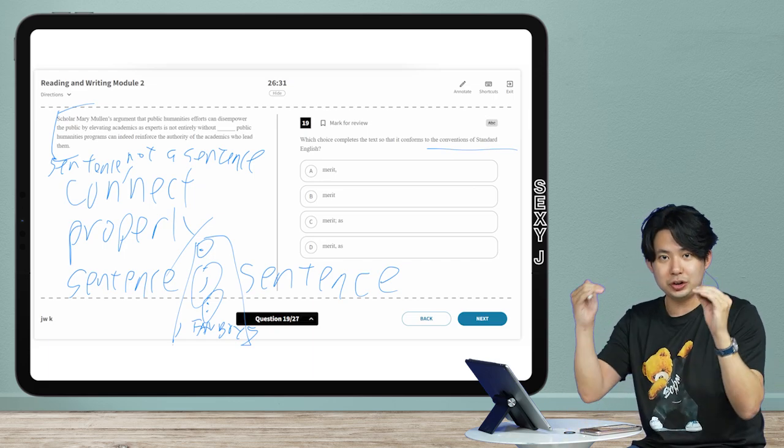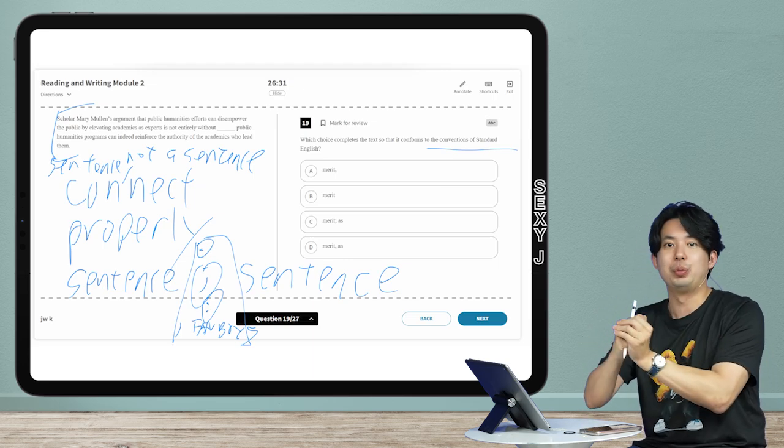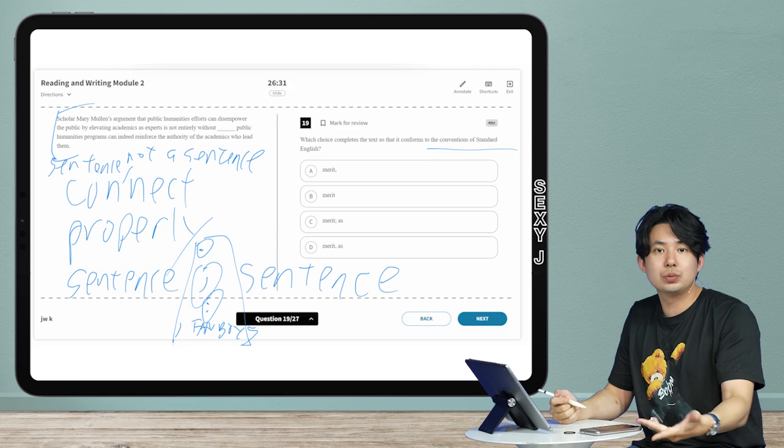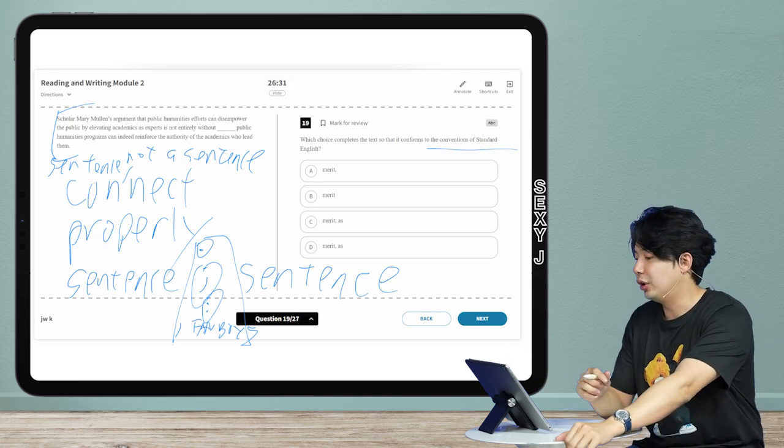Because people mess up the most with commas. If I have two sentences, I need comma and fanboys. Comma, fanboys. They cannot be separated. It's a group deal. But if one of them is not a sentence, just put a comma. That's it. So let's look here.